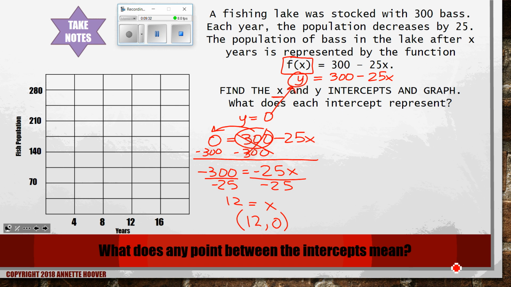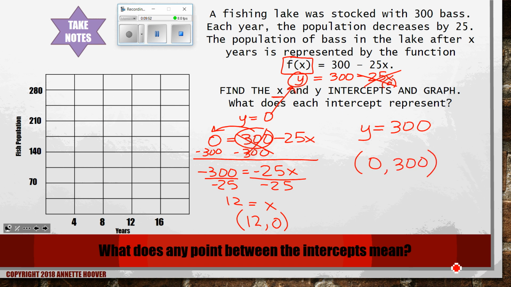Now we're going to get the y-intercept. To get the y-intercept, we want the x to be 0. If you look up here, if we substitute 0 in for x, this part of the equation goes away, and all you're left with is y equals 300. We have our second ordered pair, (0, 300).